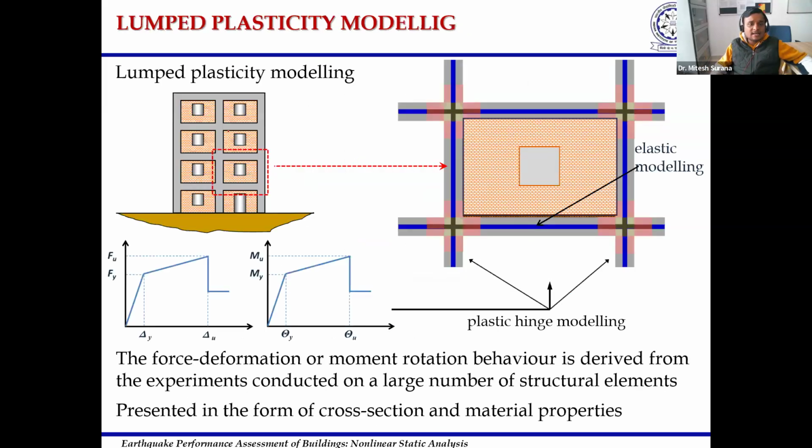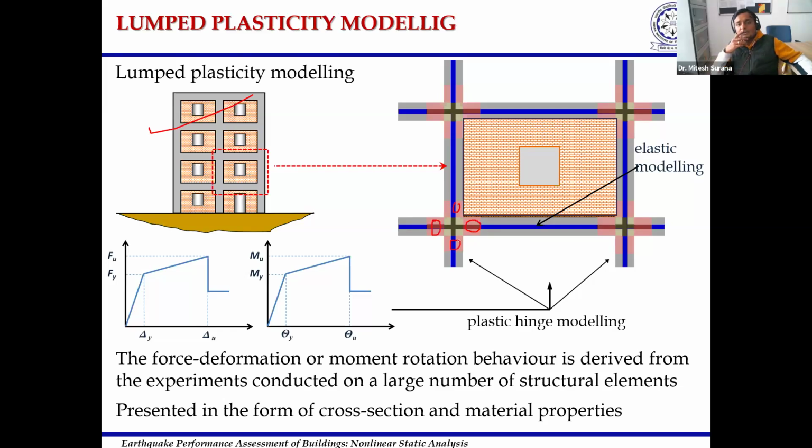So for example, let's say I have a building that comprises beams, columns and walls. To develop the detailed nonlinear model, I need to assign the plastic hinges, or the nonlinear behavior, at the ends of the beams and the columns. Why am I assigning the nonlinear behavior at the ends only?